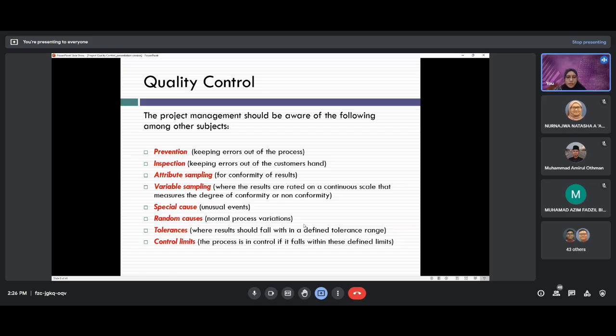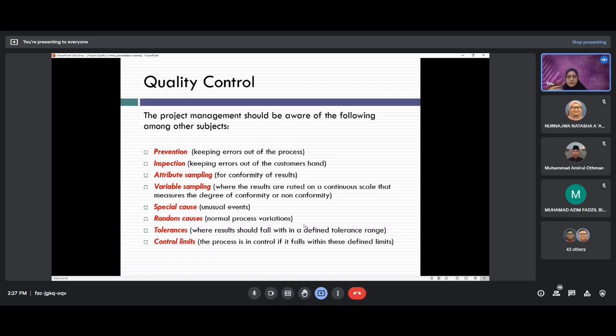Tolerance is where results should fall within a defined tolerance range. So in accepting the product or the process, you must know what the tolerance is. In other words, julat. So you must know what the tolerance is, whether you want to accept or reject the product. You cannot simply reject the product because you must have the grounds. What are the grounds? So you must have the tolerance. All this tolerance must be included in the quality assurance. In quality assurance, you must state what tolerance is acceptable for accepting the product.